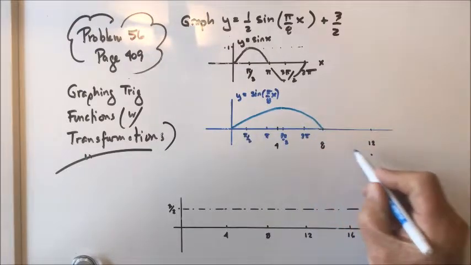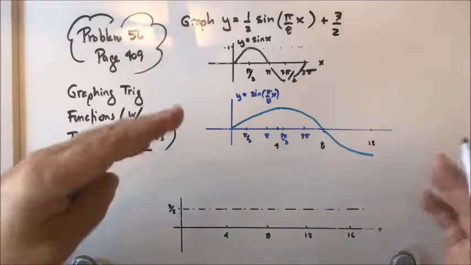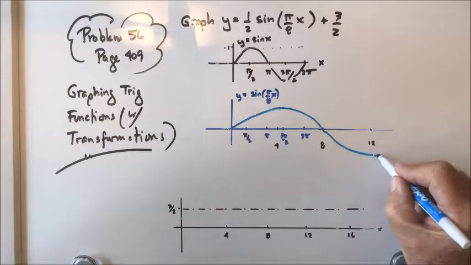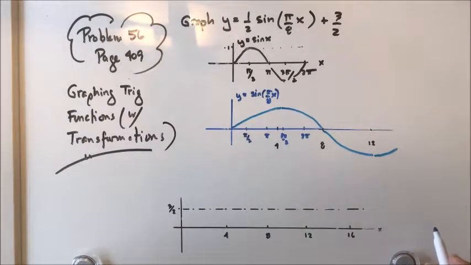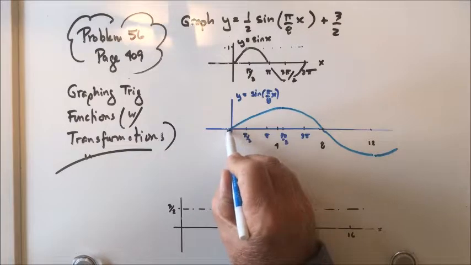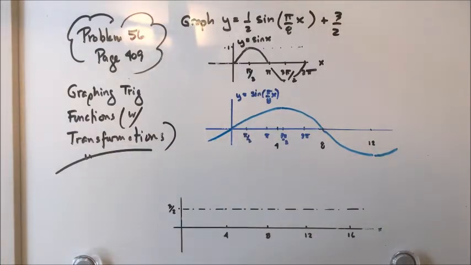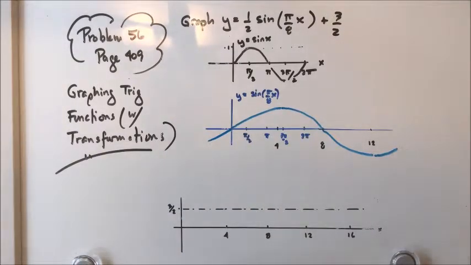I'm going to do that and swing back down here. I didn't even try to get the entire period of sine pi over 8 in this case. I guess I could come over here and draw the other side, but I think you see what's going on. So now let's take on the last two features at once.